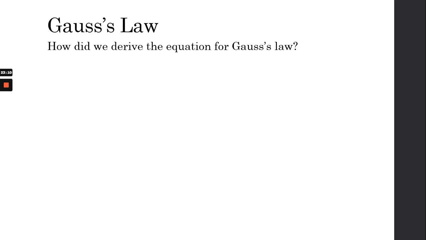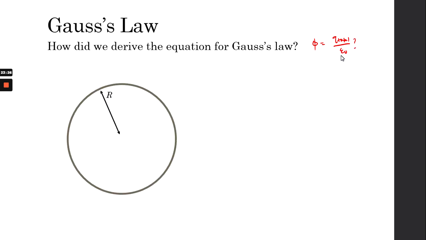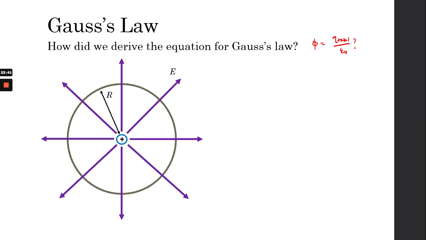Now let's discuss how we actually derive the equation for Gauss's law. How do we derive the equation phi equals Q total divided by epsilon naught? Well, I want you guys to think about this scenario. We have a sphere with a radius r, and inside the sphere we have a positive charge. Remember, for a positive charge, the direction of the electric field is radially outward. So we have our electric field in our purple arrows right there.